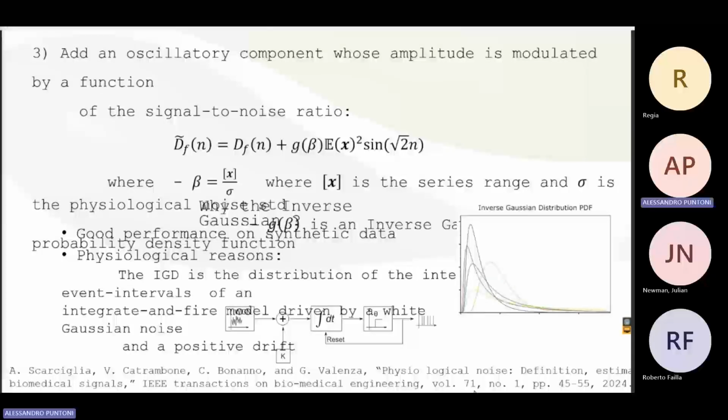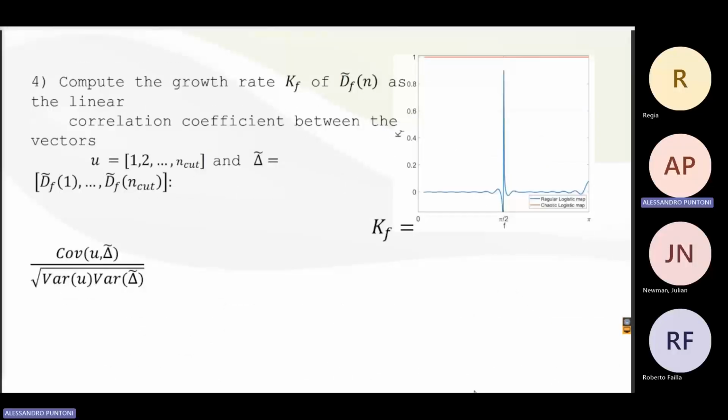Once we have the quantity d tilde, we want to establish whether its growth rate is linear or not. So to do this, we compute the linear correlation coefficient between the vector u, given by 1, 2, up to n cut, and the vector d tilde of 1, d tilde of 2, until d tilde of n cut.